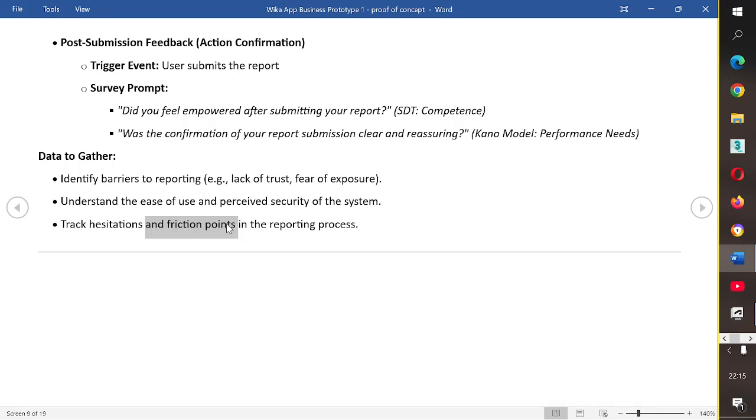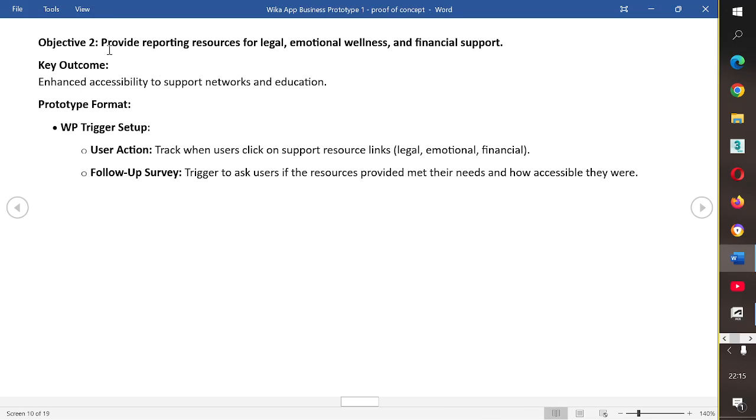That suggests there's some friction or something confusing. So we have to track that as well so that we know where they are. Okay, number 2 is the second objective, which is provide reporting resources for legal, emotional wellness, and financial support.